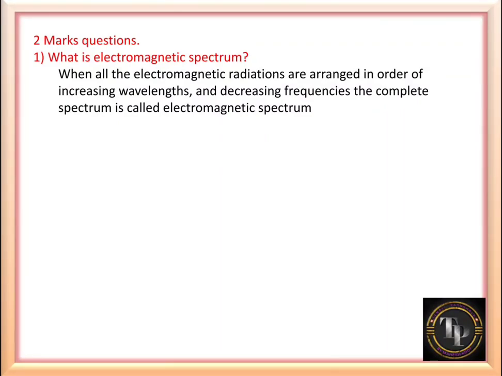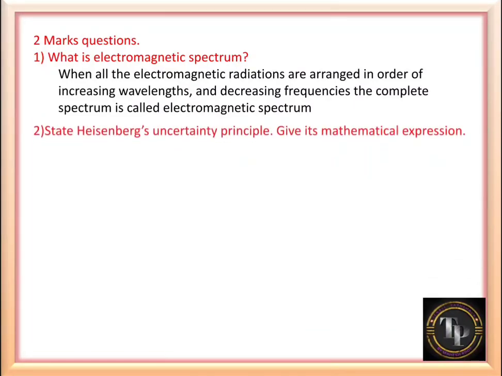You know already, wavelength and frequencies are inversely proportional. If it is increasing, the frequency should be decreasing, right? So electromagnetic radiations are arranged in an order. Radiations are arranged in an order of increasing wavelength or decreasing frequencies. The complete spectrum is called electromagnetic spectrum.